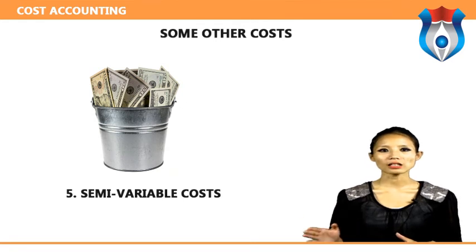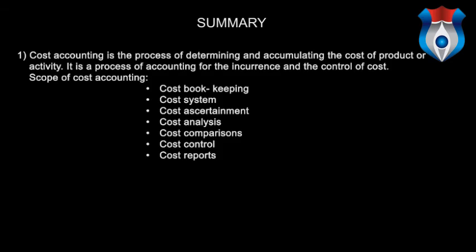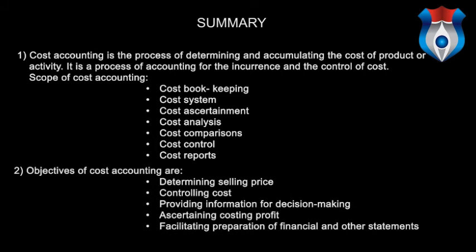Now, in the end, let us summarize what we have learned in this lecture. Cost accounting is the process of determining and accumulating the cost of a product or activity. It is the process of accounting for the incurrence and the control of cost. Scope of cost accounting: cost bookkeeping, cost system, cost ascertainment, cost analysis, cost comparison, cost control, cost reports. Objectives of cost accounting are determining selling price, controlling costs, providing information for decision making, ascertaining costing profit, facilitating preparation of financial and other statements.